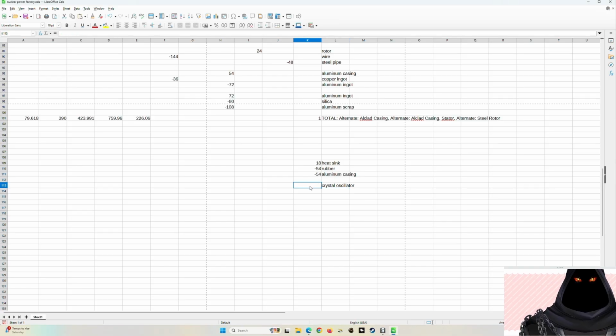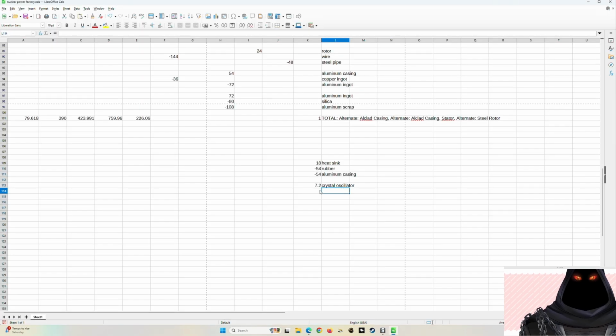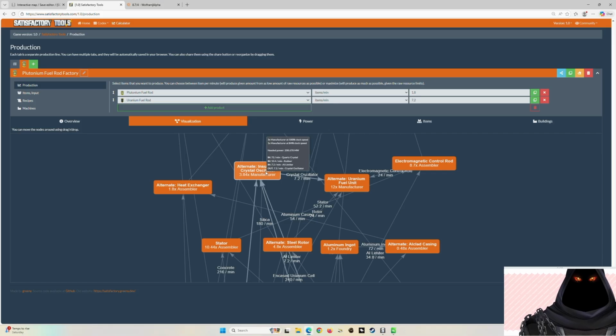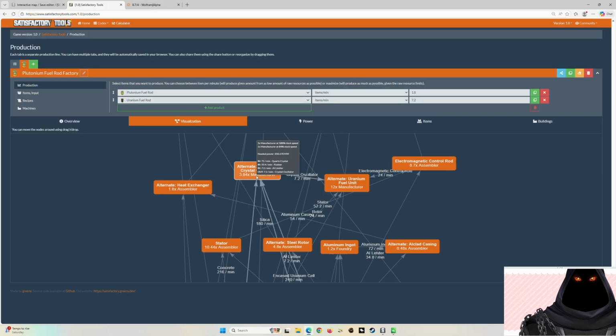And we're producing 7.2 of those. And we are consuming 7.2 AI limiters. Oh no, this isn't too bad. Since these are in the same blueprint, then we have more rubber coming in from another building, so that's not too bad.